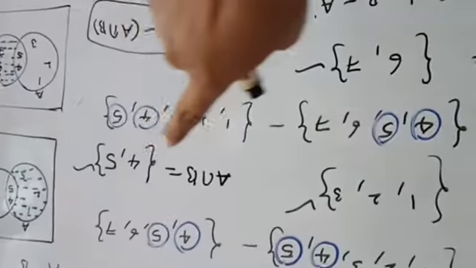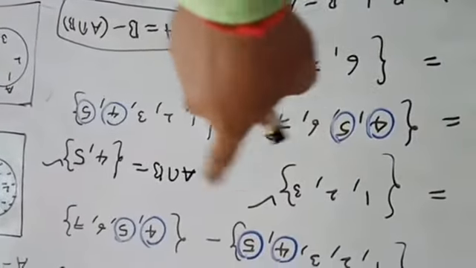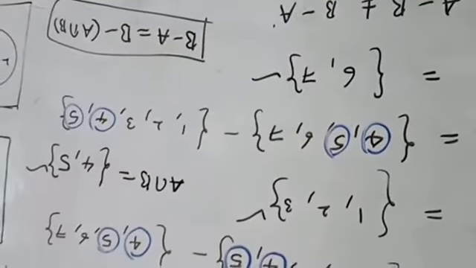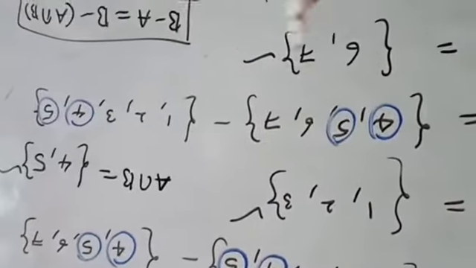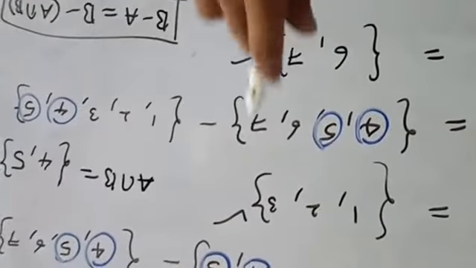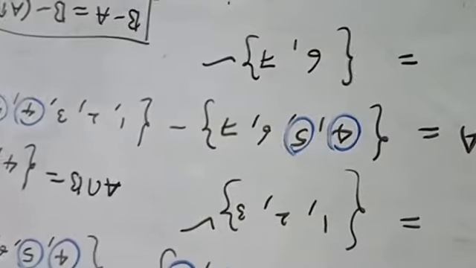See this: 1, 2, 3, 4, 5. So 1, 2, 3, 4, 5, 6, 7. From these three sets, is any common element there? No, not one element is common to these three sets. So these three sets are disjoint sets.